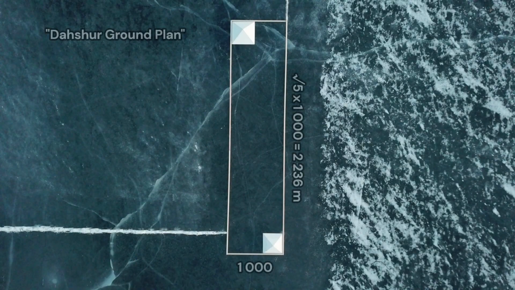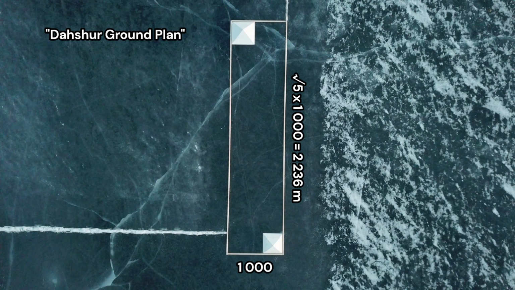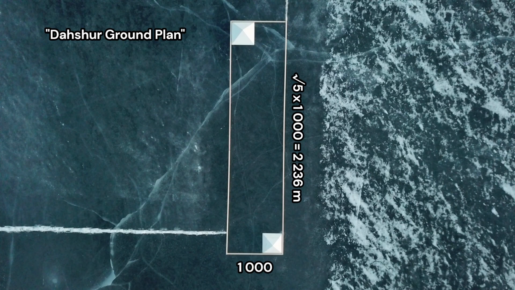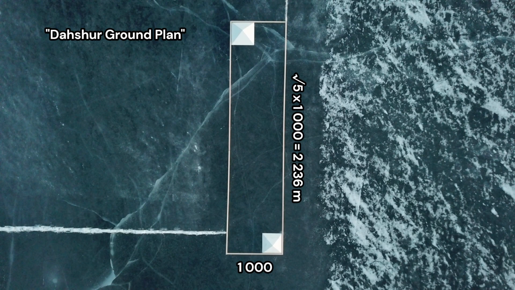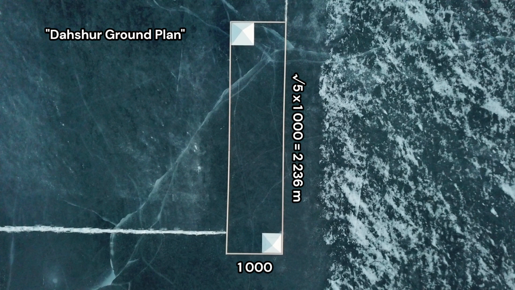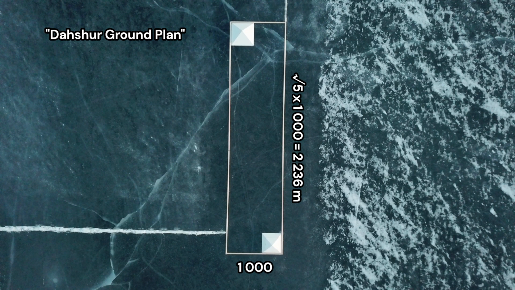As we can see, square root of 5 is also present in these proportions, this time in meters. The short side length of 1000 symbolizes a unit side length. It can be read as 1 times 1000. Here, 1000 acts as the constant factor for the ground plan.